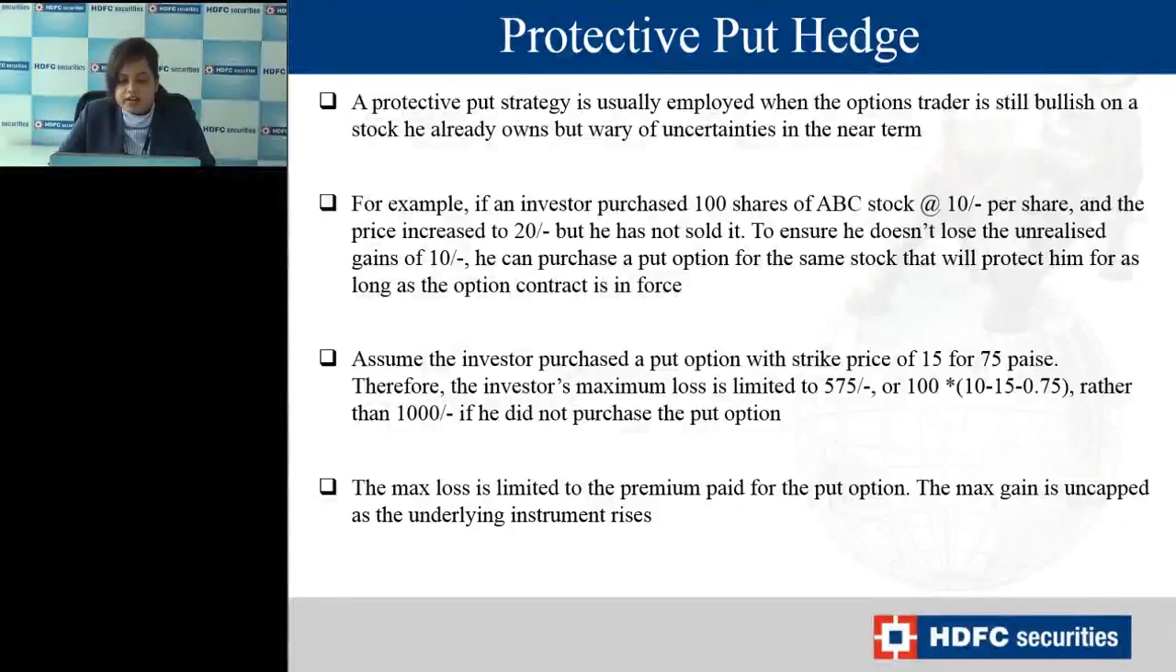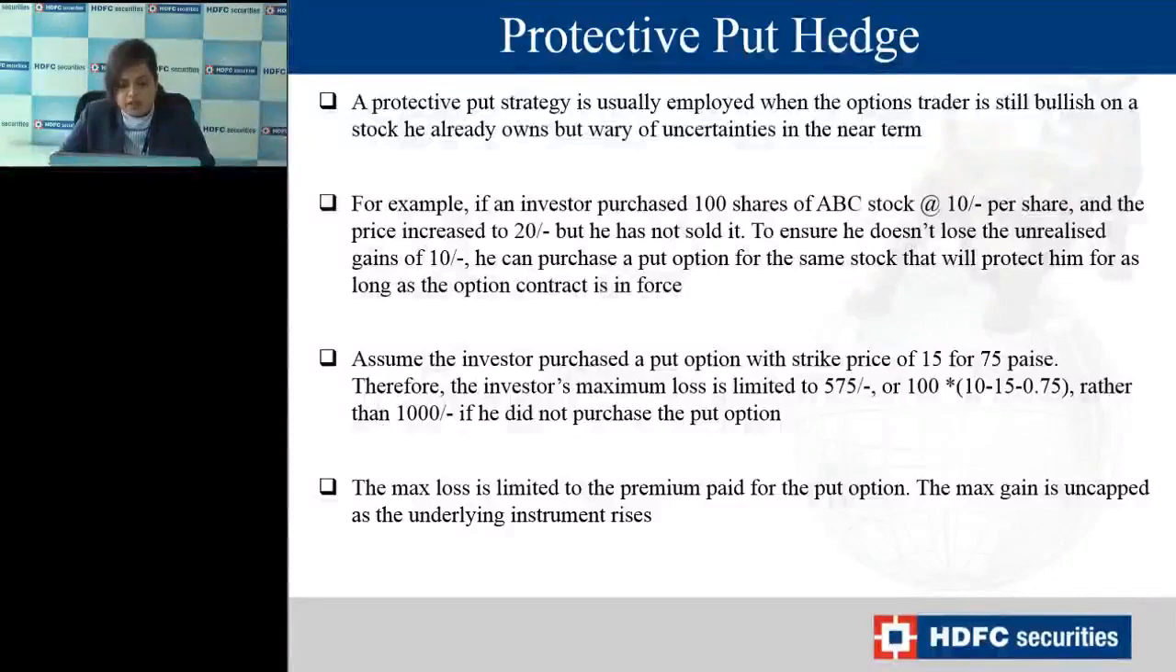So instead of losing 1000 rupees, if the stock falls, it can go into more negative. So instead of losing this entire 1000, we have reduced this risk factor by almost 50%, and it comes down to 575 because it's protected. So this strategy helps you to reduce that kind of a loss.